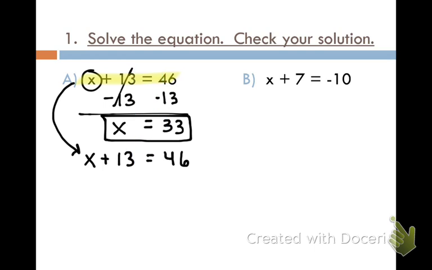Now, instead of putting an X there, do I know what X equals? Yes, 33. Okay, your answer right there told us that X equals 33. So I'm going to get rid of this X right here, and instead I'm going to go ahead and put 33 in there.